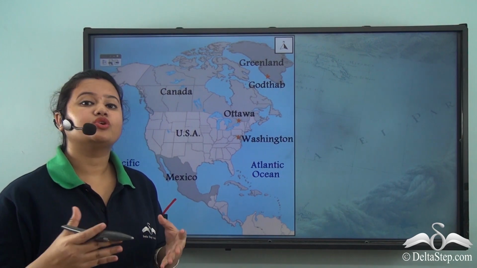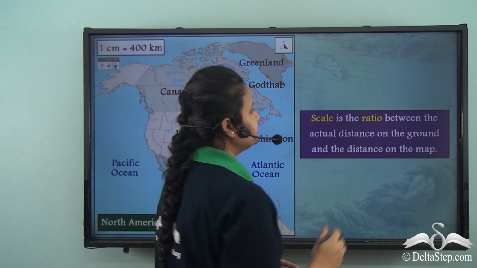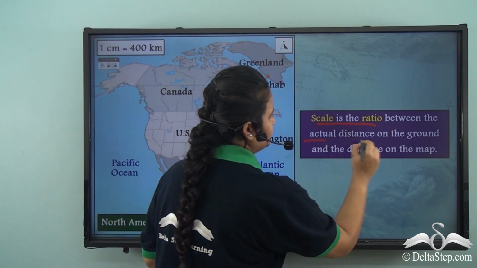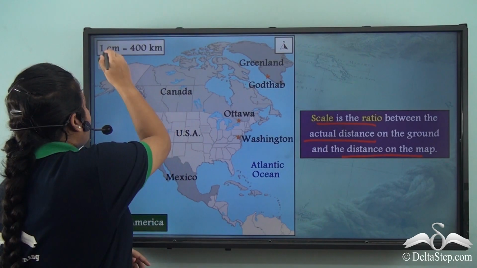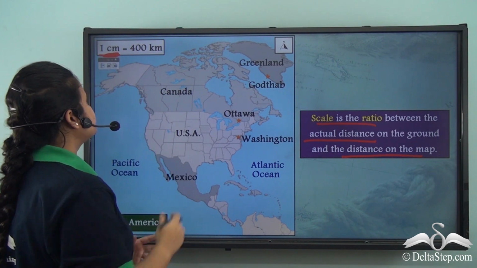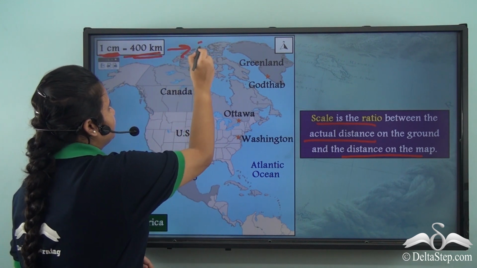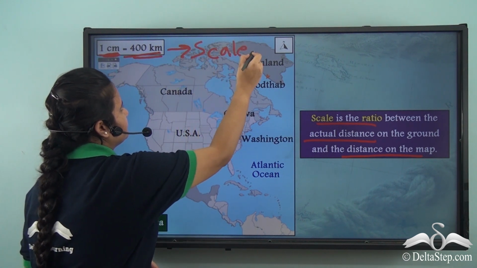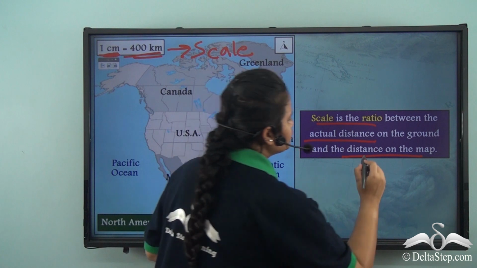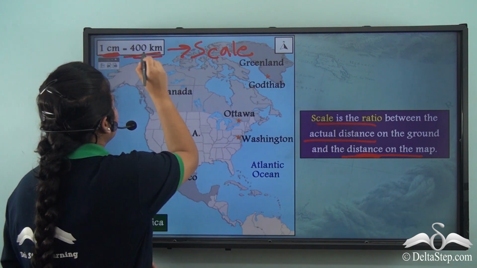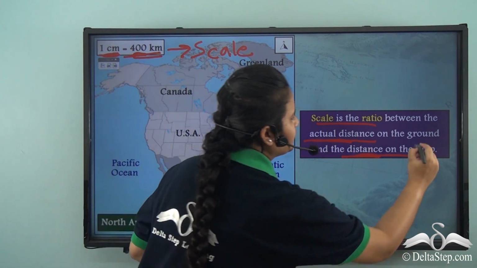Now let us understand what is the meaning of scale. Well, scale is the ratio between actual distance on the ground and distance on the map. In this map, 1 centimeter on the map represents 400 kilometers on the ground. So this is the scale of the map. And here 1 centimeter, which is the distance between two places on the map, represents 400 kilometers, which is the actual distance between places on the ground.